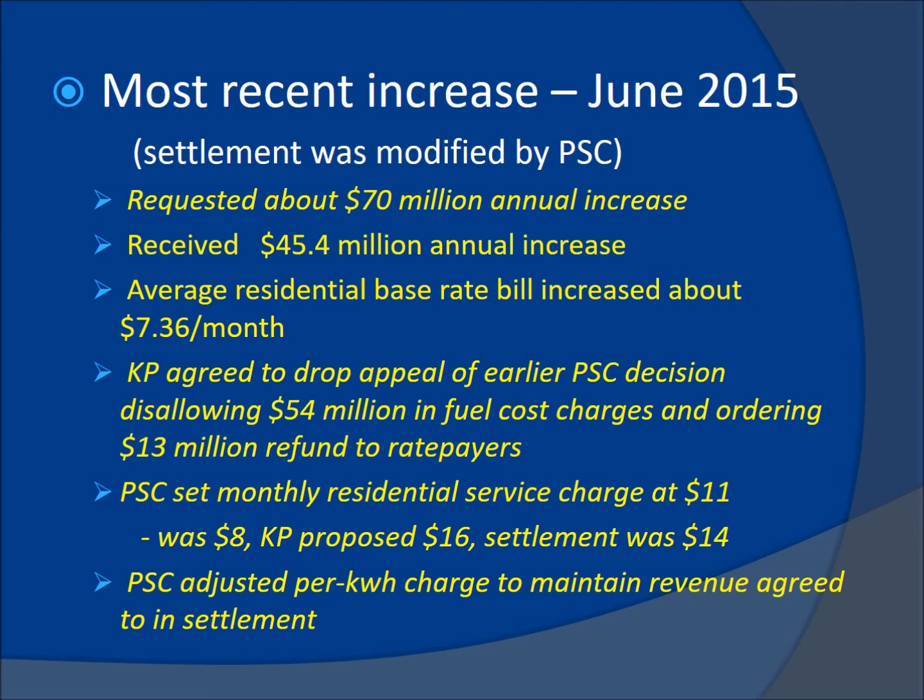In addition, Kentucky Power agreed to drop its legal challenge to an earlier PSC decision that disallowed $54 million in fuel charges and ordered the company to refund $13 million it had already collected from ratepayers, as well as forego collection of an additional $41 million. The PSC modified the settlement by altering the allocation of increases to the fixed and variable charges. It decreased the fixed charge while increasing the per kilowatt-hour charge from the levels in the settlement. The overall increase remained the same for an average residential customer.